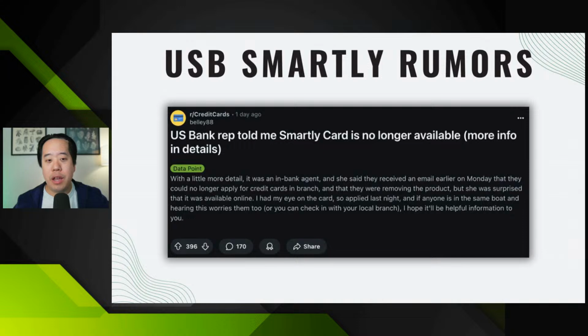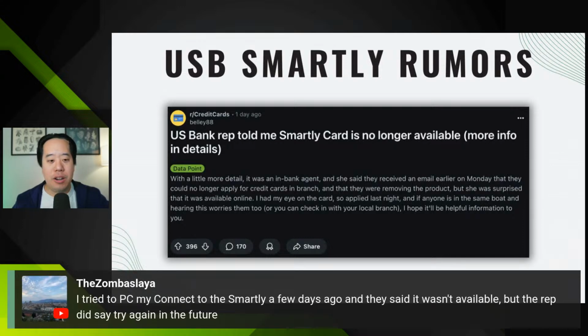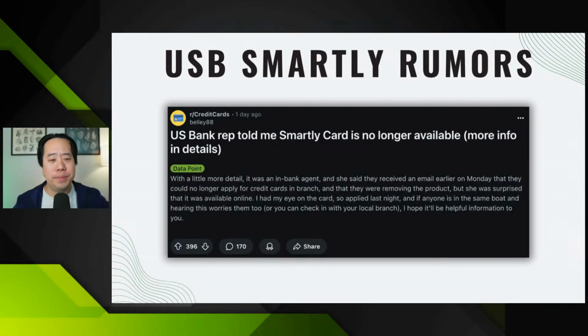I personally don't have any other insider knowledge other than confirming that you can no longer apply for this card in branch anymore. And also it just seems like you can't product change to it either, which is unfortunate. The Zombie Slayer says, I tried to PC my Connect to the Smartly a few days ago, and they said it wasn't available, but the rep did say to try again in the future. And so that's a very general way to say that they don't know when you can do that again.